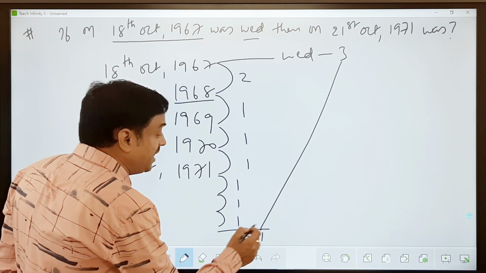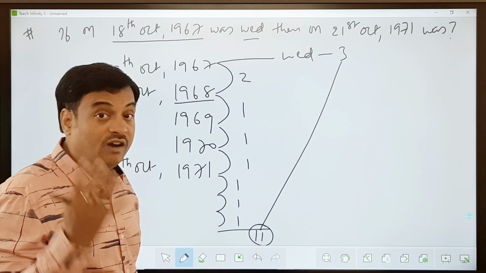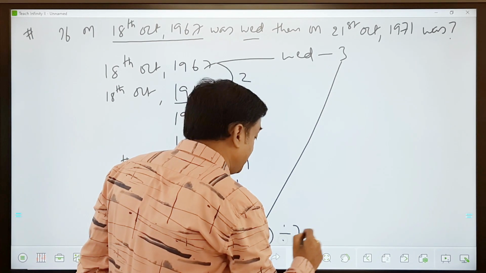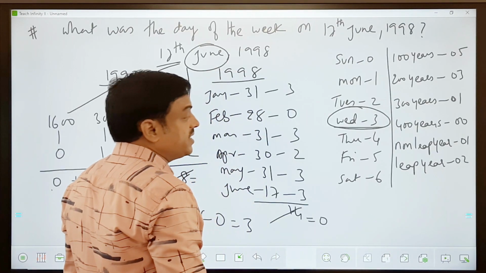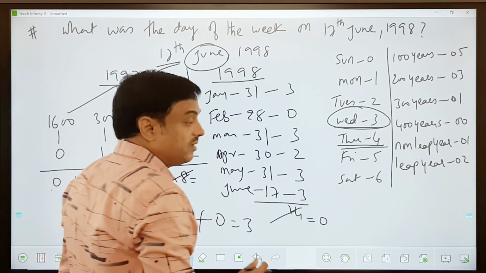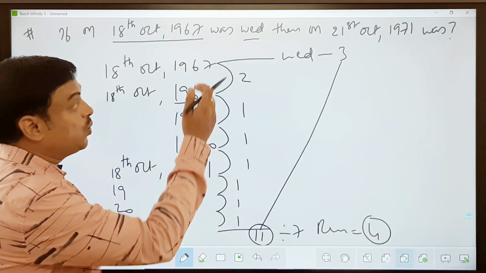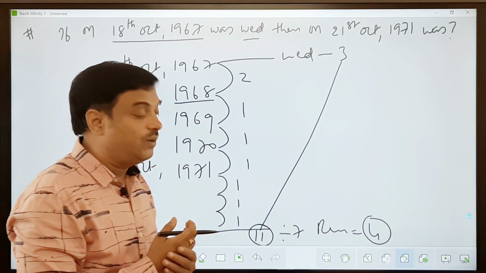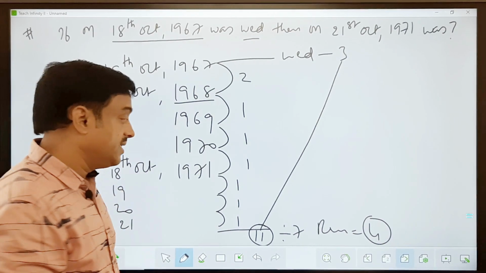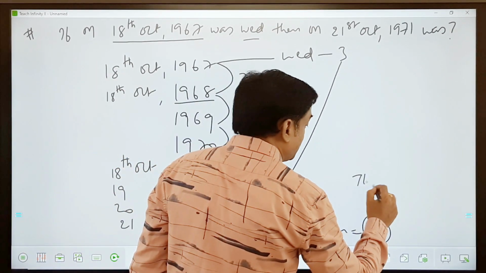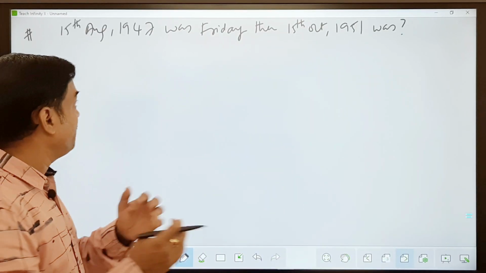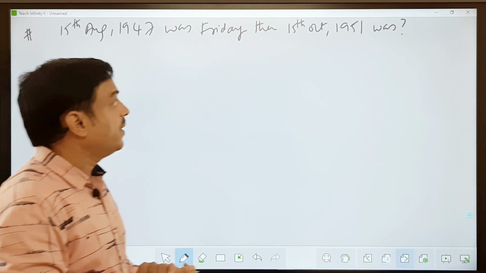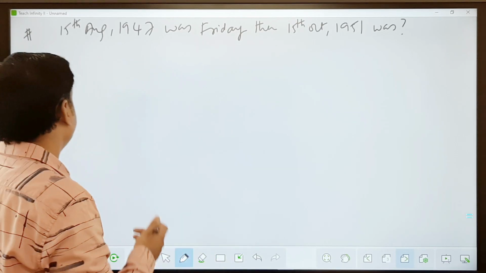So 11 when I divide by 7, what do I get? Remainder 4. So when I divide by 7, the remainder is 4. That means according to the previous table, this has to be Thursday. So the answer to the question is that 21st of October 1971 must be a Thursday. So that is the final answer for you. Thursday is the answer. Okay, so these kinds of questions with reference dates can be possible.